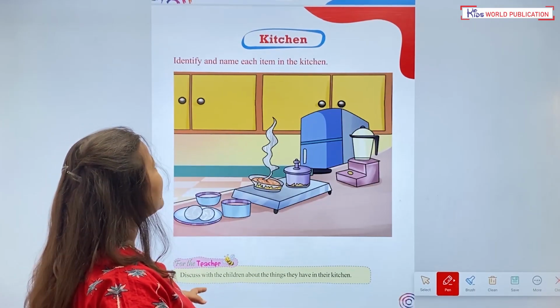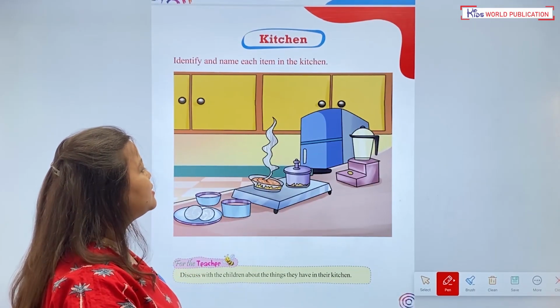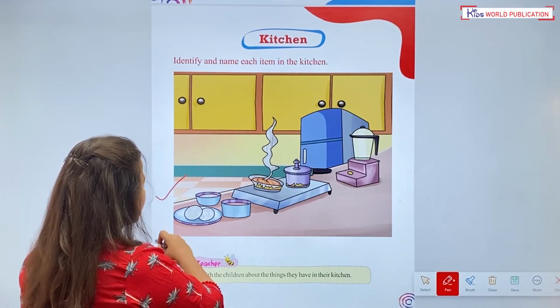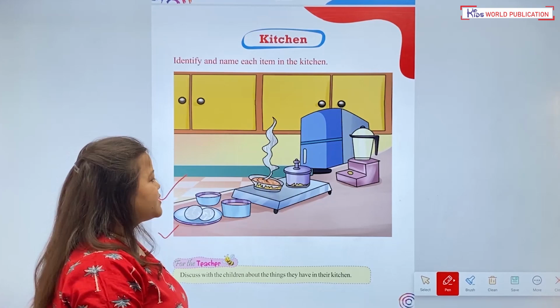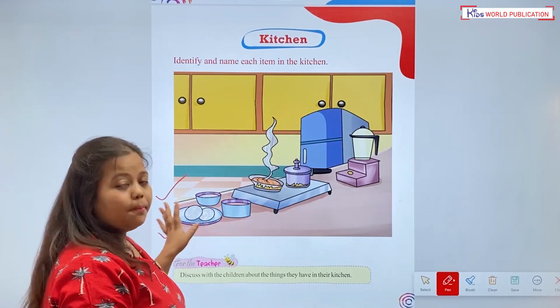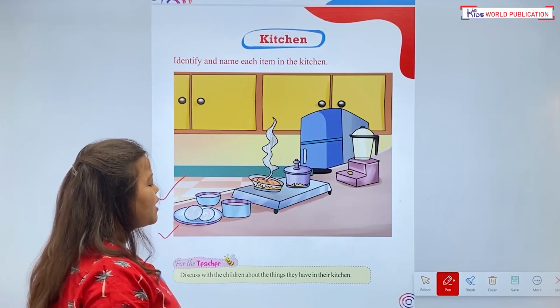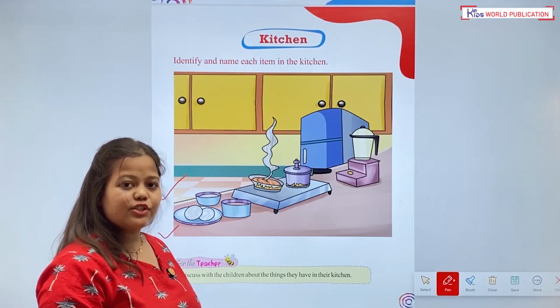Kitchen. Identify and name each item in the kitchen. So kids, this is the picture of a kitchen. So you will name the items which you can see in the picture. For the teacher, discuss with the children about the things they have in their kitchen.